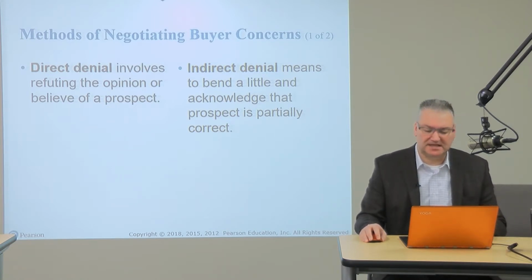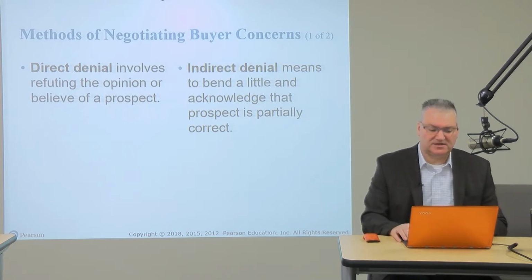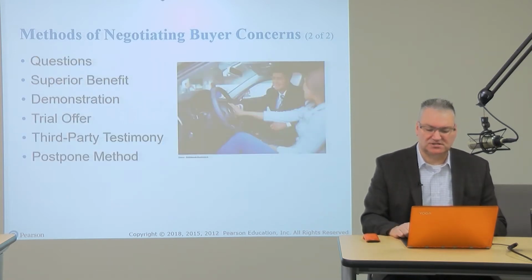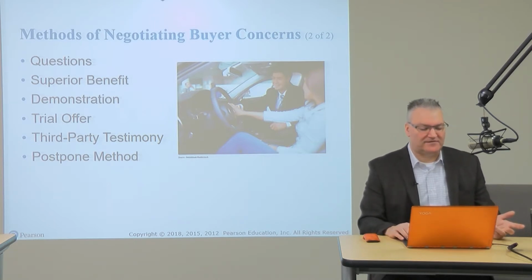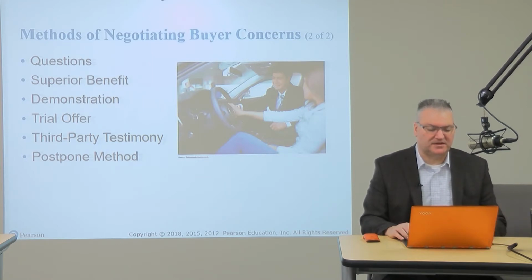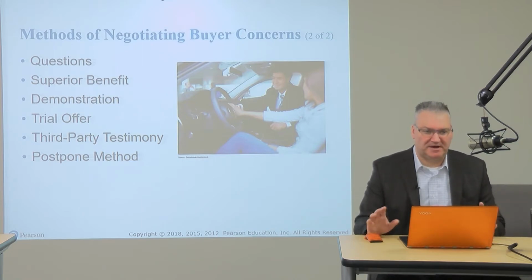So there are again these 8 different methods of negotiating buyer concerns. You can use questions, superior benefit, demonstration, a trial offer, a third-party testimony, or the postpone method. The trial offer, oftentimes we refer to that as the puppy dog close. I can attest to this personally. You take your children to the pet store because they want to look at a puppy. You're not coming out of there without a puppy. It's going to be very difficult to not get out of there. I know personally. So trial offers can be very helpful.